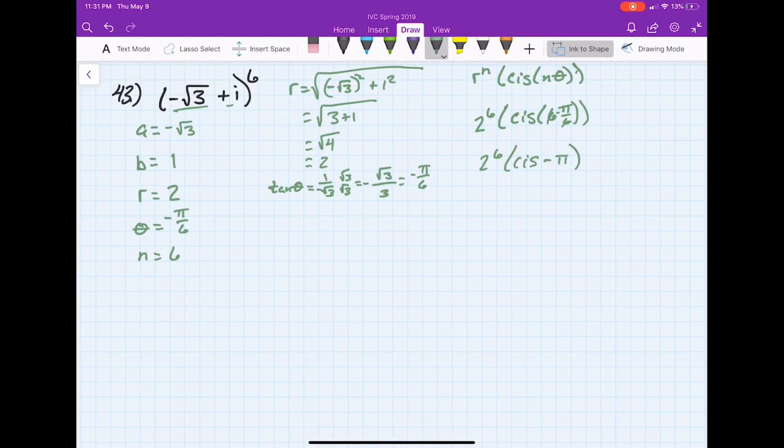Let's see here. I don't know this in my head, so I had to use a calculator, but 2 to the 6th, cosine negative pi plus i sine negative pi. So cosine at negative pi is negative 1, and sine is 0, so we have 0i. It shouldn't be 62. Let me do this again on my calculator. 64. There we go. That looks better. So 64 times negative 1 would be negative 64. And that's the final answer there.